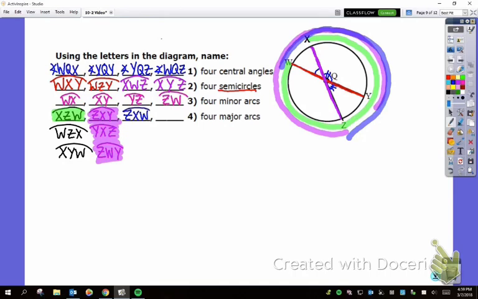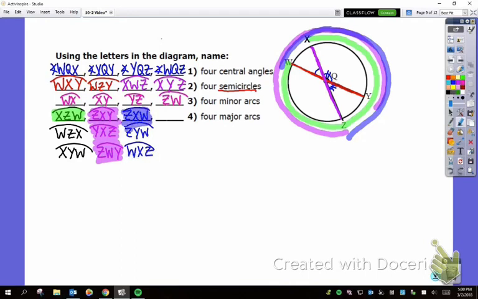You could also name that arc ZYW, or you could name it backwards like WXZ or WYZ. And then we've got one more that we need to find here.